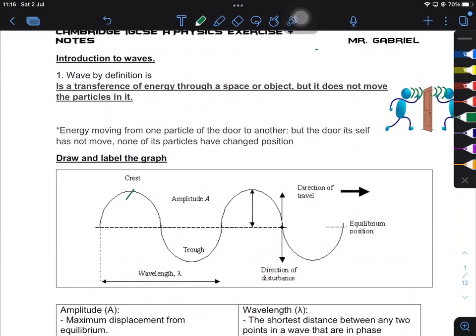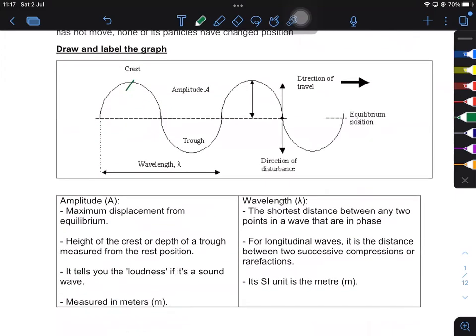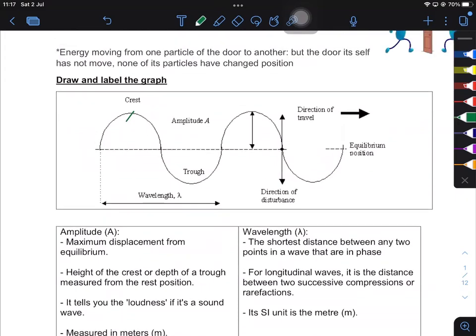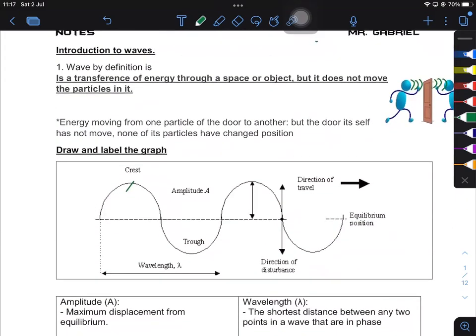The amplitude is referring to the amplitude of the sound. Usually it will be responsible for the loudness of the sound. But don't worry, it's in the next set of notes already. The notes here at the bottom, amplitude is written here already, so you don't have to copy anything. All the important information, I've already put in the notes already. So, yeah.